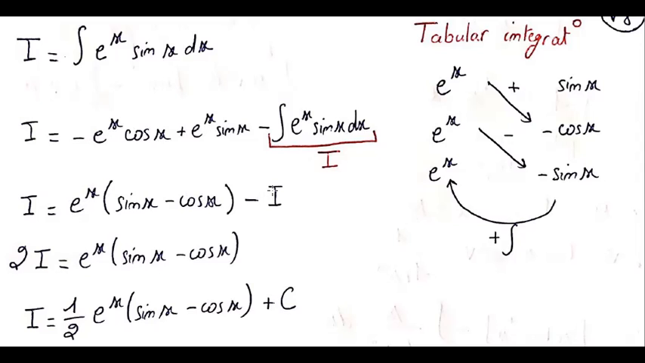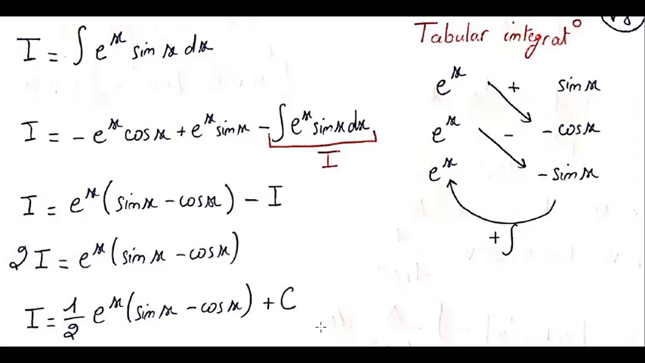And I'm searching for I. So I take minus I to the other side, I will get I plus I, which is 2I, equals e^x times (sine x minus cosine x). And finally, the I that I'm searching for would be half e^x (sine x minus cosine x) plus a constant C.